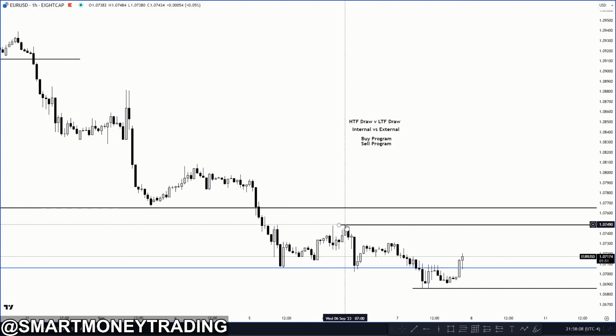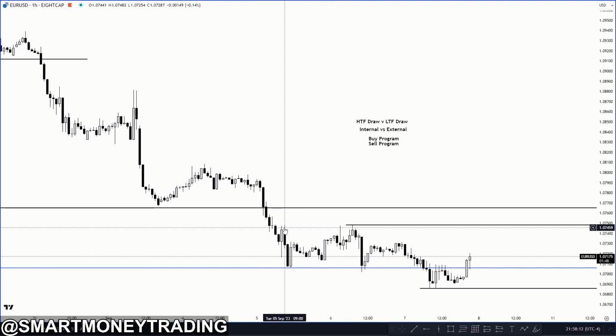Would you want to catch a buy here? You can, because you have to target these little internal levels of liquidity. But if you drop down to these lower time frames, they're going to be external levels, but you're just going to have to follow the break in market structure.